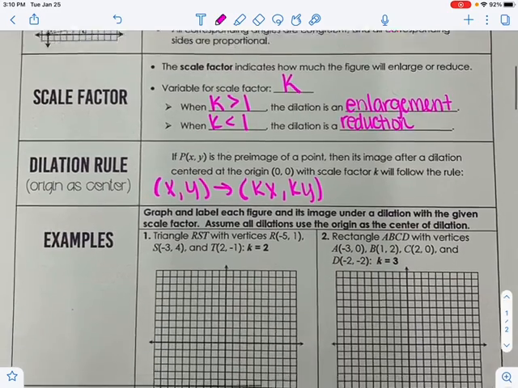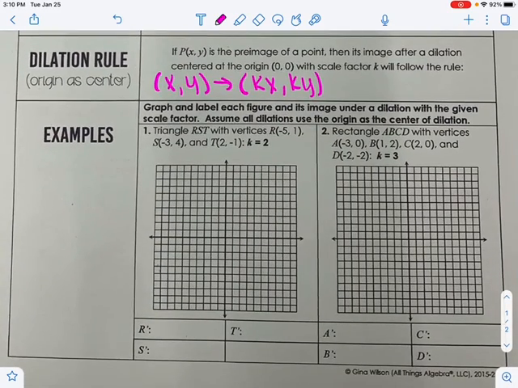Okay, so let's give it a try in number 1. In number 1, we have 3 coordinates. We'll start by graphing them. First one we have is (-5, 1), and that is R. Next is (-3, 4) for S. And T is (2, -1). So there's our triangle.